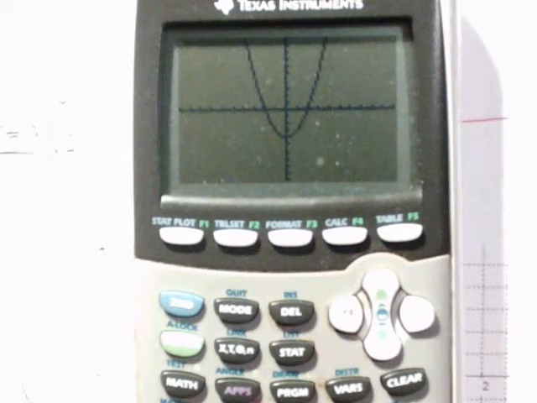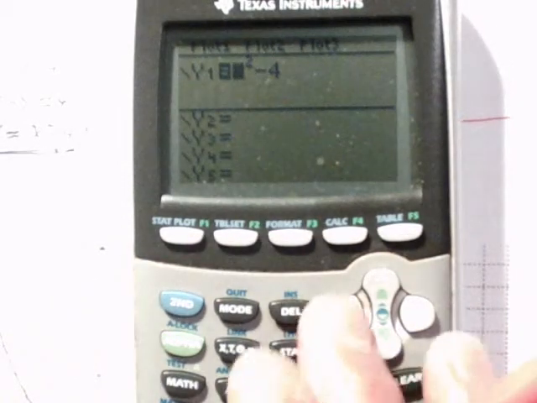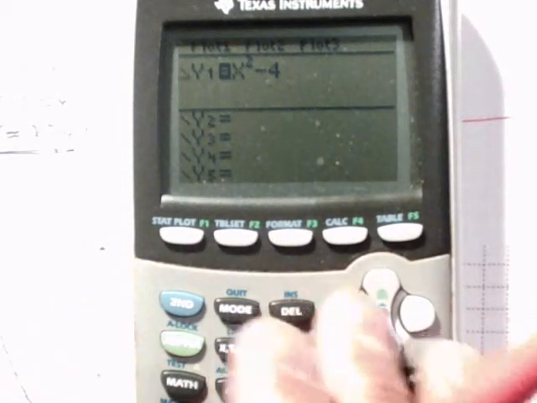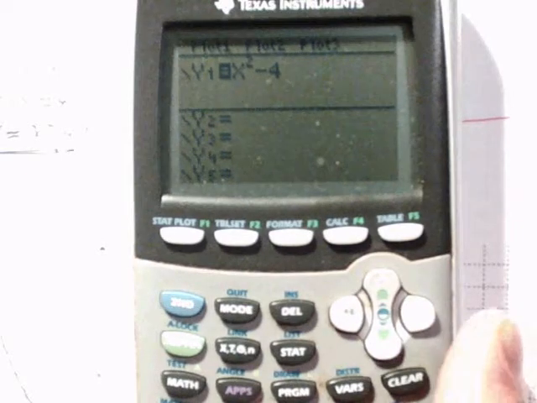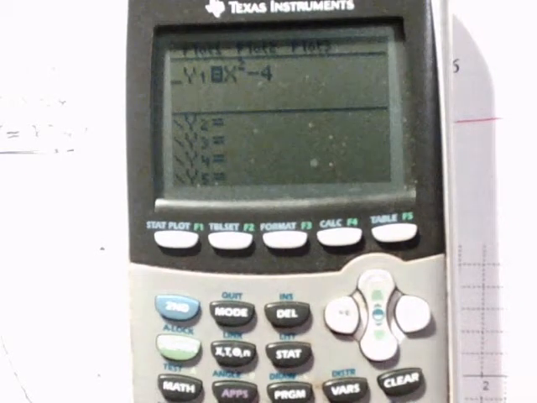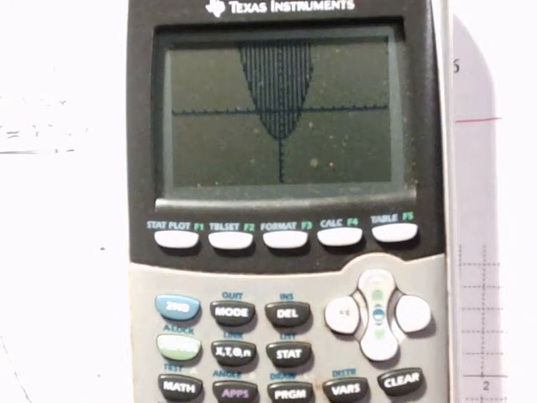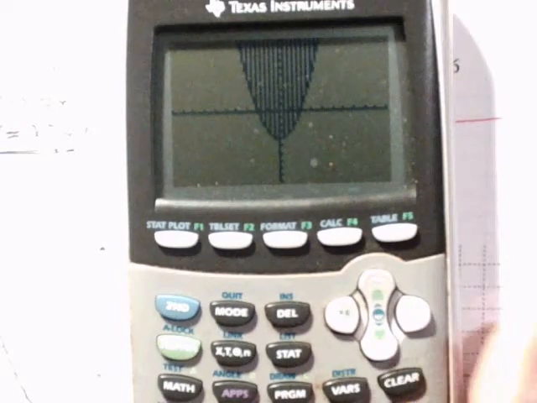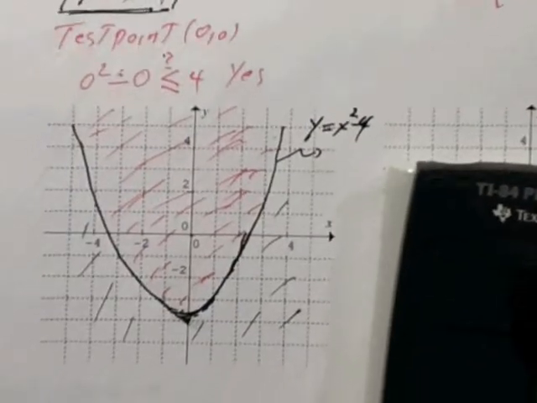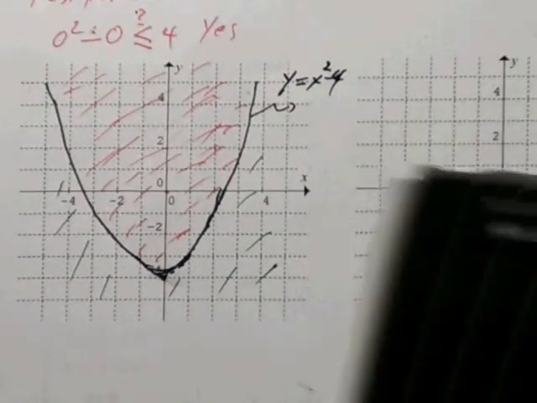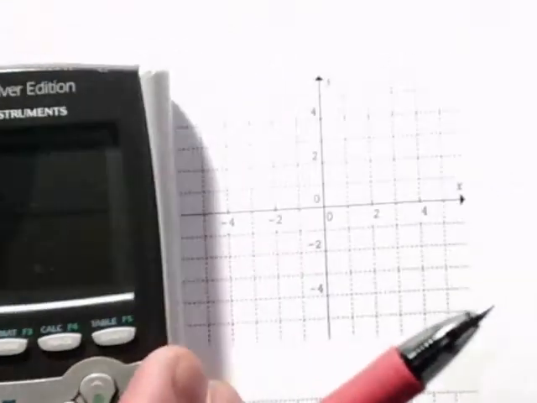Now I have to go back and put the correct sign. Because I have y bigger than or equal to, I choose this triangle, which means bigger than or equal to. So I say graph. See, the points inside the parabola are shaded, which is consistent with what I had here. Let's go back and continue with the next example.